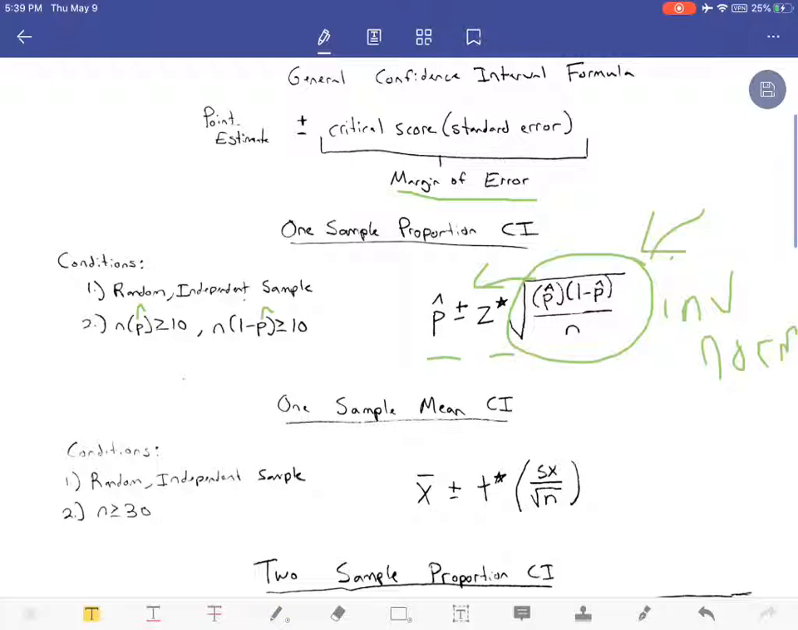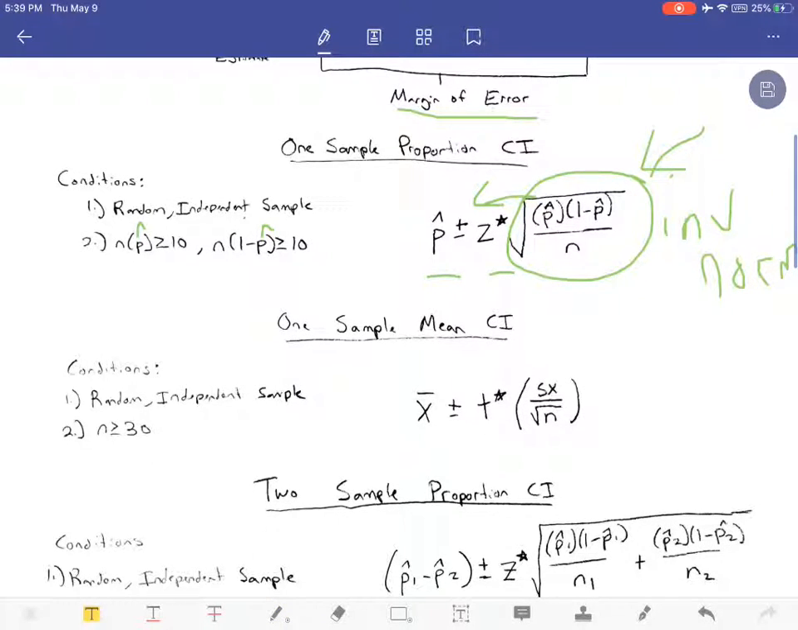Then we have a one sample mean confidence interval. So that's a confidence interval with just one sample that we're dealing with. So again, random independent sample is one of the conditions. And then since it's a mean, our sample size needs to be greater than or equal to 30.